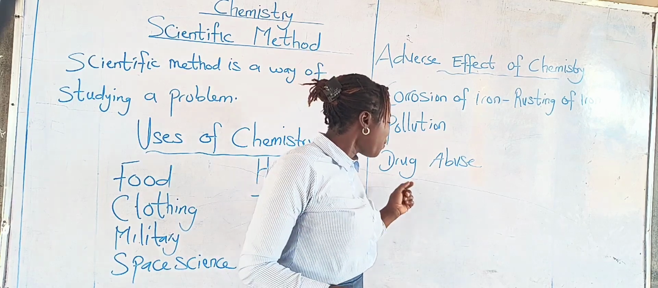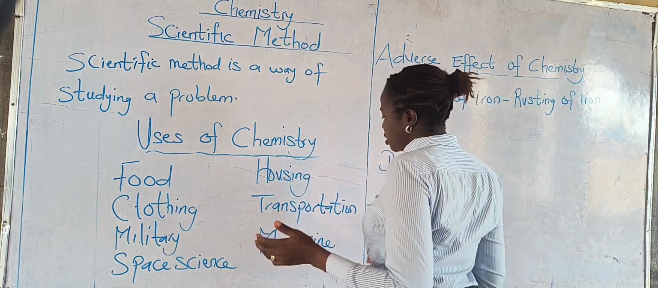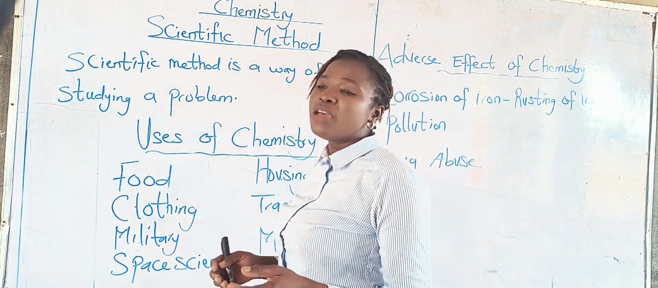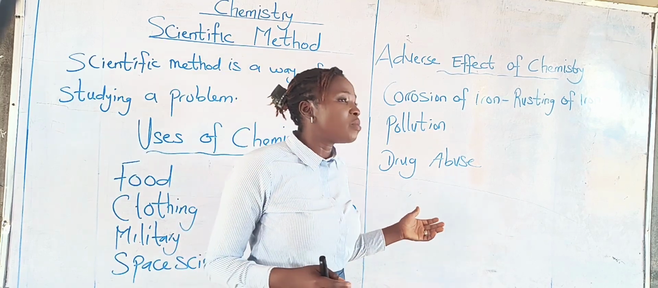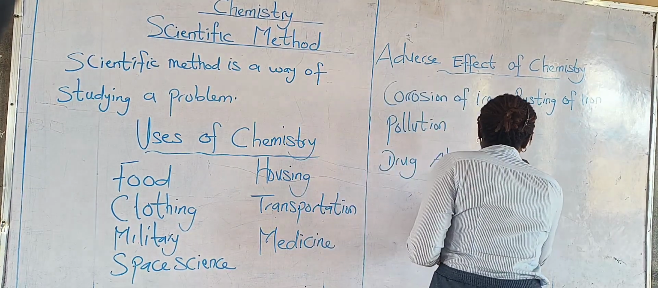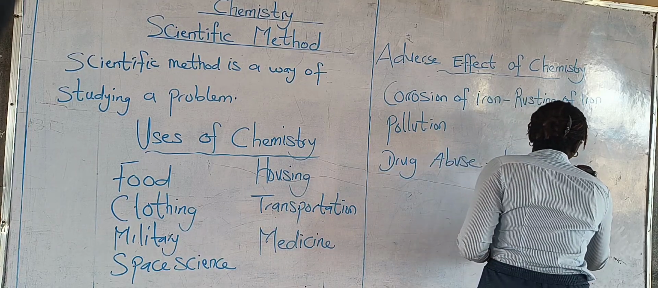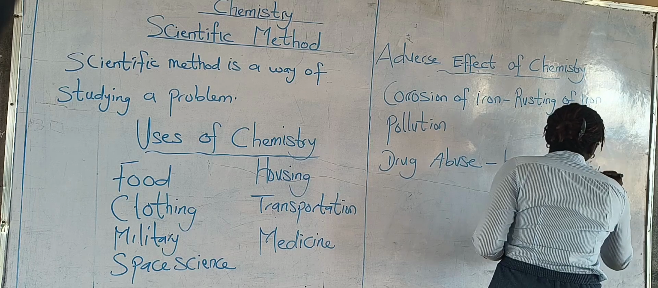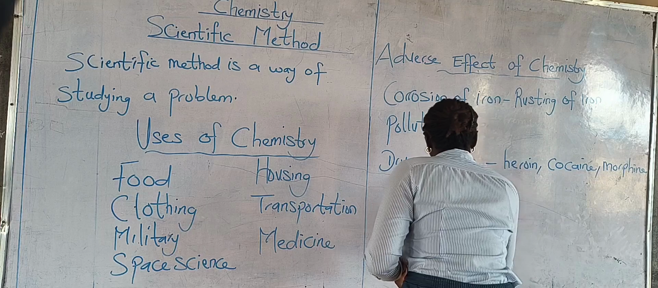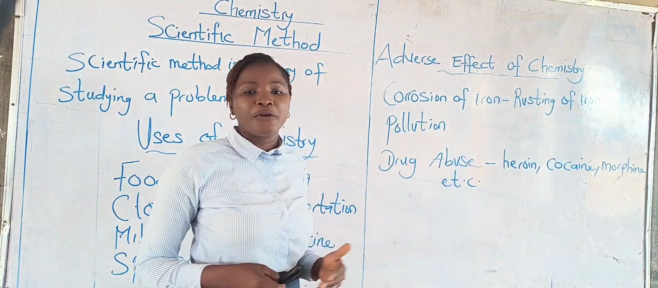And the last one is the drug abuse. You know, I told you that one of the uses of chemistry is in medicine. But due to the research of sciences, they're able to produce some drugs. If you look at our youth nowadays, they're taking some hard drugs that are harmful to their health. It's just like heroin. We have the cocaine. We have the morphine. We have lots of them that affect the life of the youth.